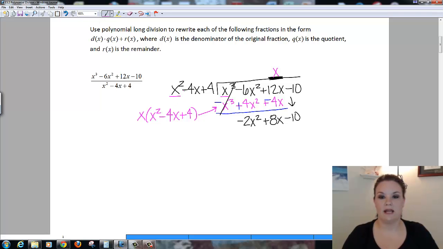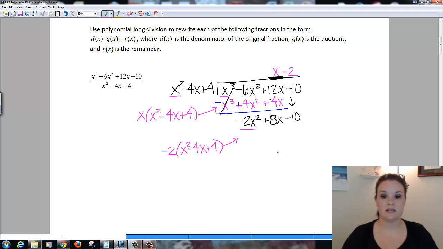So I look at my x squared, which is my leading term, and I'm trying to make my leading term look like this leading term. So I need to multiply x squared by negative 2 in order for it to look like negative 2x. So I'm going to write over here, I'm going to do negative 2 times my entire divisor. And whatever that equals, I'm going to stick it here.